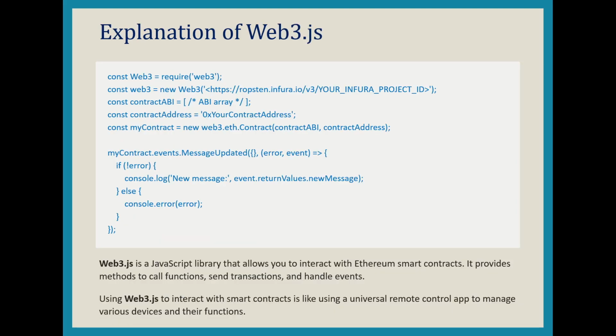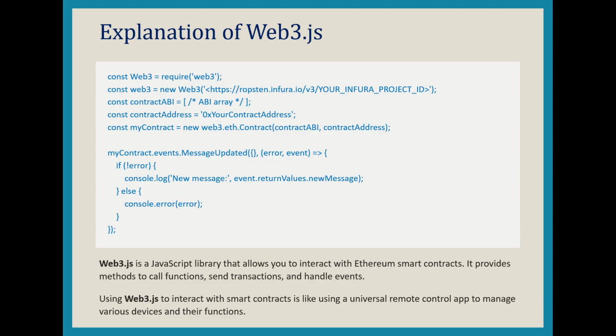Let's go next, right? So we'll go through an explanation of web3.js. So yeah, we have to import the Web3 library. Again, we have done all of this: Ropsten, Infura.io, your project ID, contract ABI, contract address. You're again creating a new contract instance. We have done all of this, right?